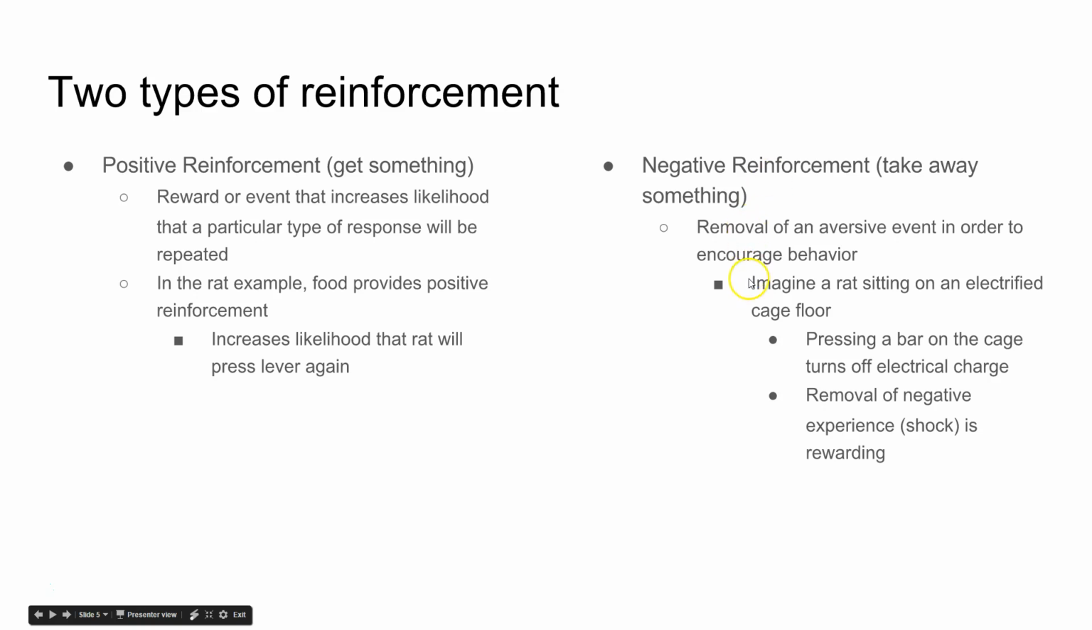So again, the rat's on this electrified floor. It learns that if it presses the bar, the electrical charge turns off. The taking away of something, that negative reinforcement, the removal of that negative experience, is itself a reward. So those are the two types. You have positive and negative reinforcements. And those are important to make the distinction between. Again, positive is when you get something. Negative is when you take something away.